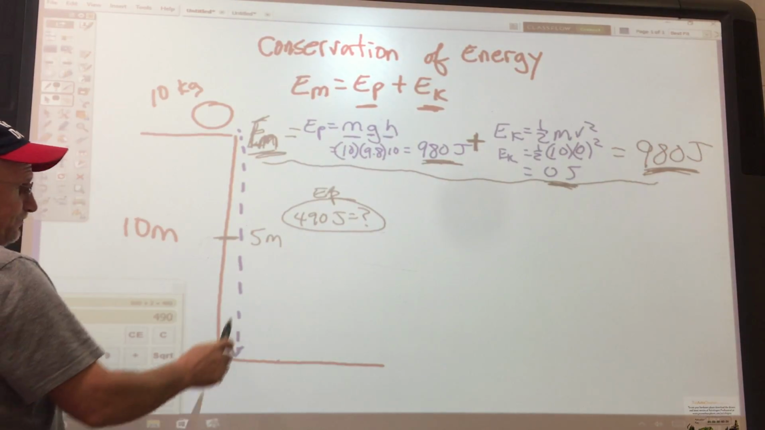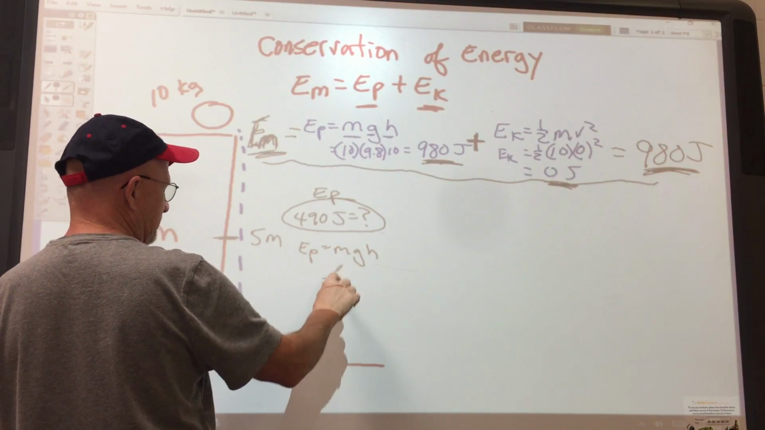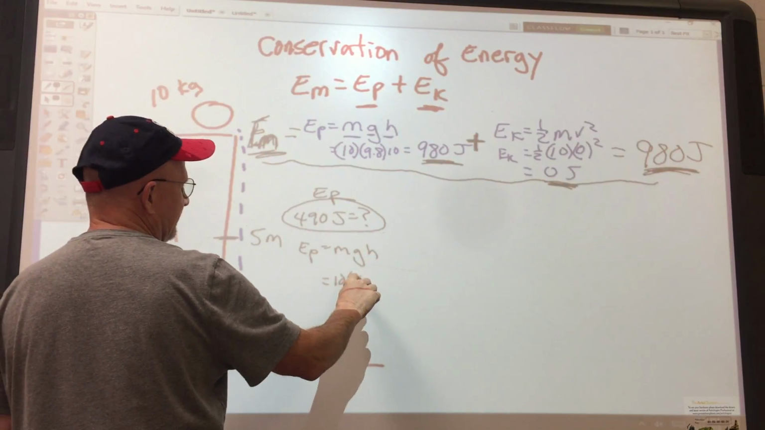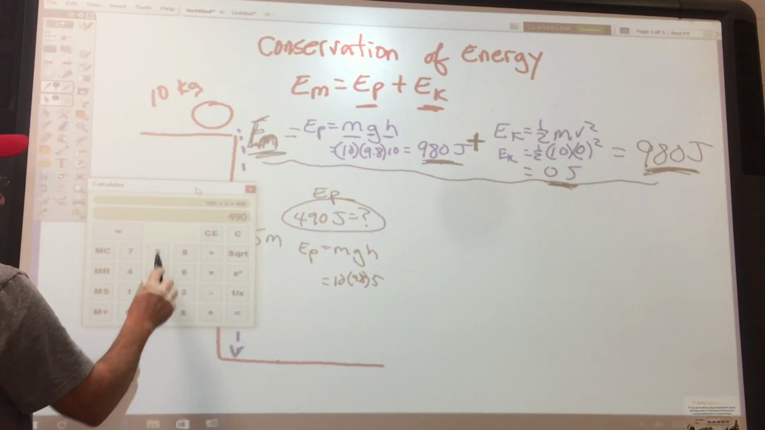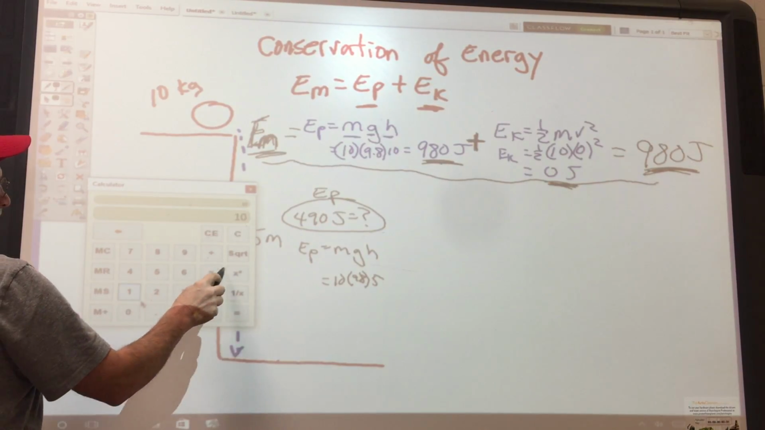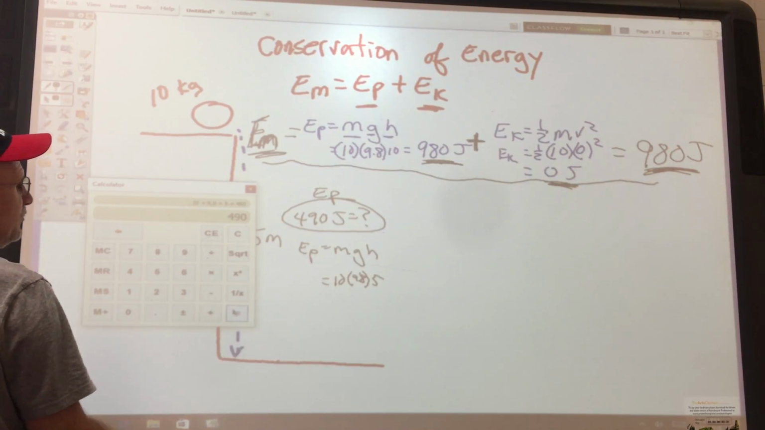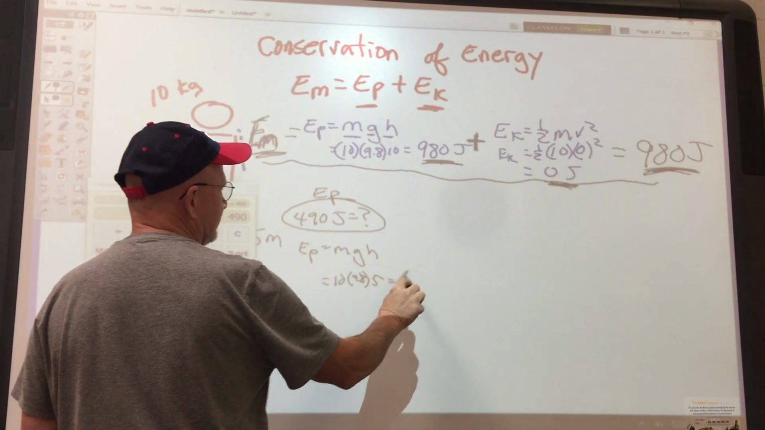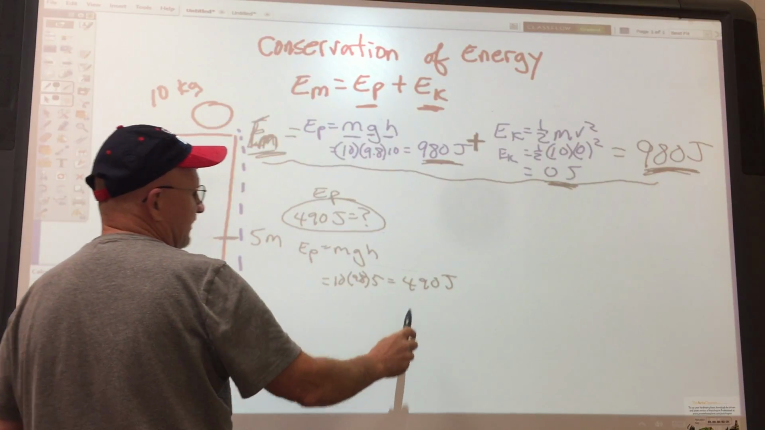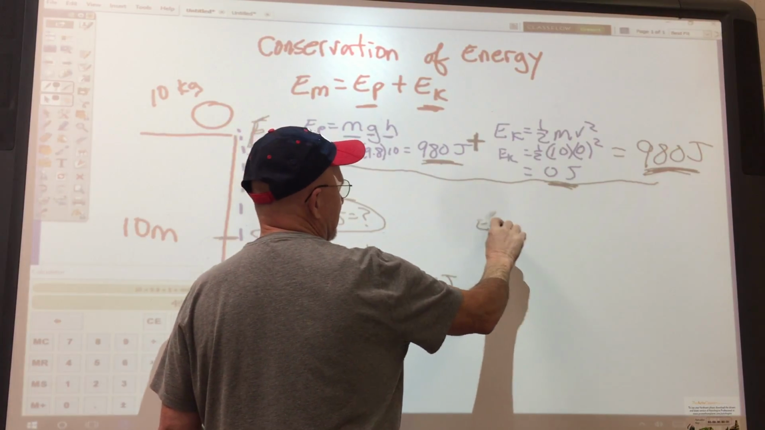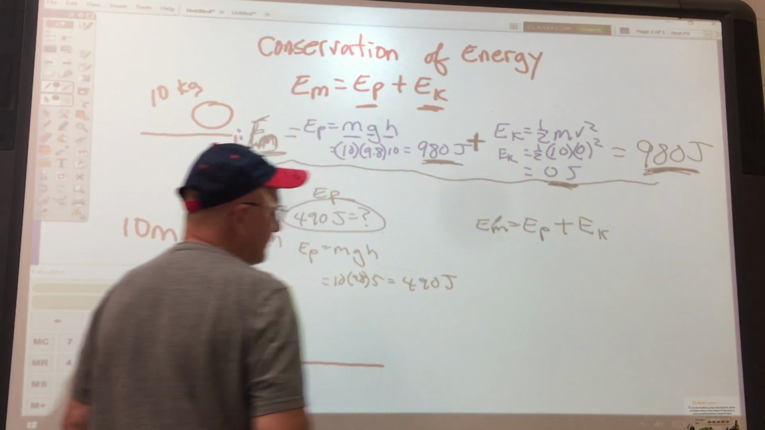Now, let's plug it in. EP equals mgh. Mass is 10, gravity is 9.8, and the height is 5. When I plug all that in, 10 times 9.8 times 5 equals 490. There you go. So the EP is equal to 490 joules. With that being said, I can come back over here and take this 490 and plug it into my formula that says EP plus EK equals my mechanical energy.